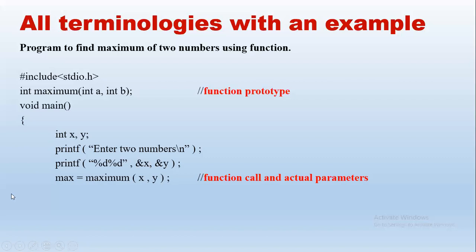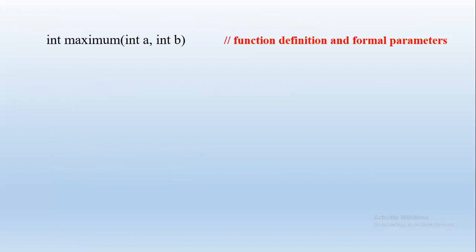Immediately from here, control passes to the function definition. Whatever statements we have after the call will not execute. The control comes here. We have called maximum of x and y, where x is 3 and y is 4. For example, they get copied to a and b. x and y are actual parameters, and a and b, which are used in the function, are formal parameters.